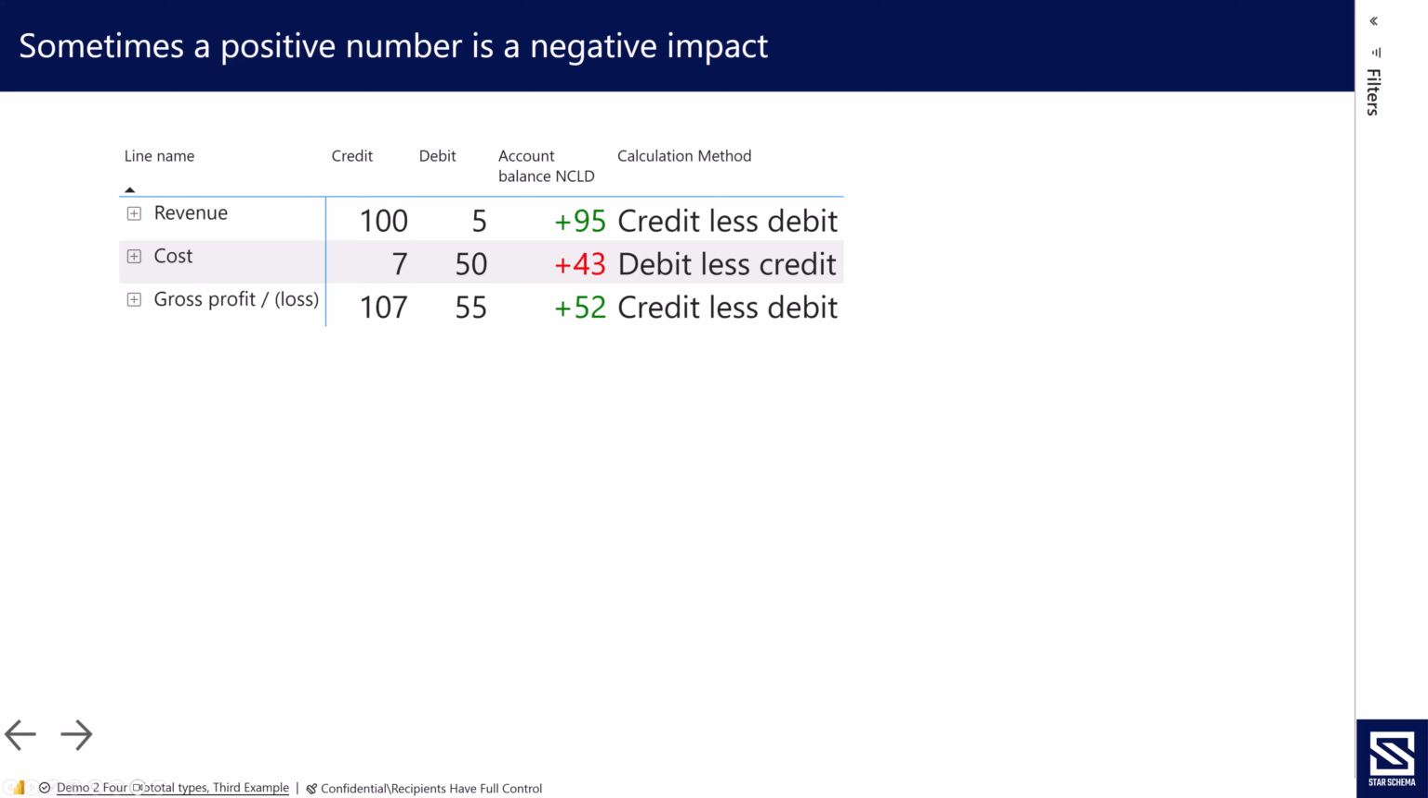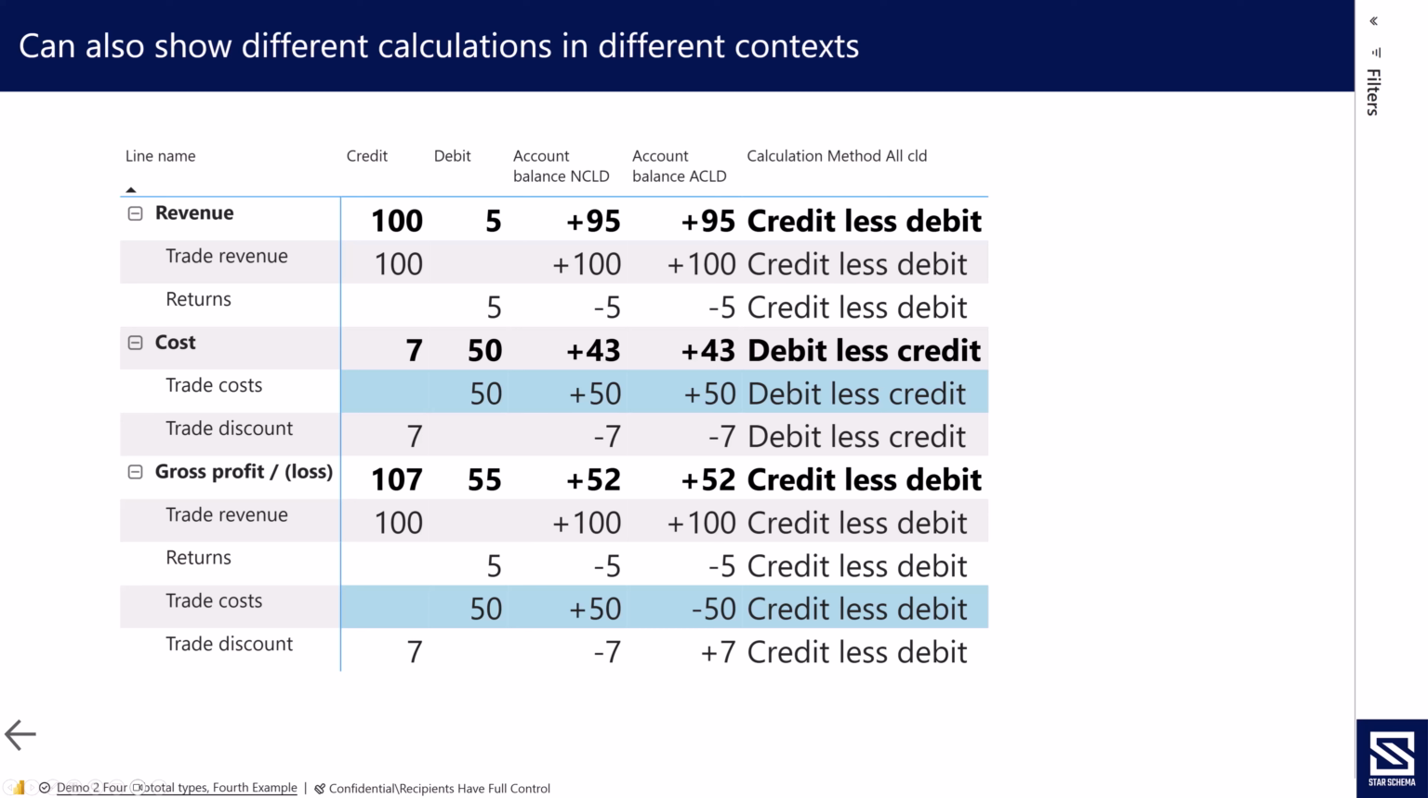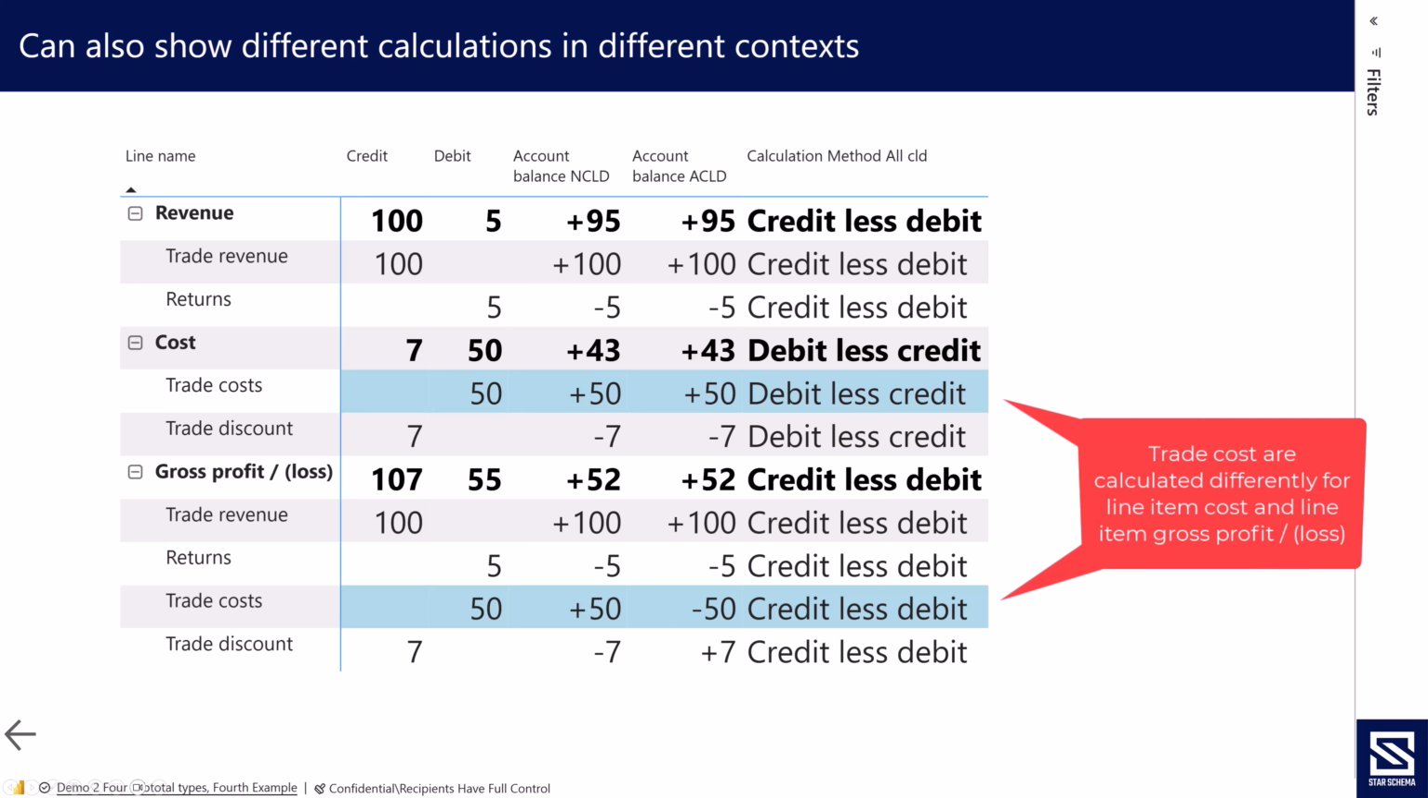So we can see here that positive numbers are not always a good thing in terms of contributing to net profit. So our costs of plus 43 is actually negatively impacting our net profit. If we want to make our subtotals additive, we can do so by making all of the calculations credit less debit. So here we can see that gross profit, trade costs are a credit less debit calculation. However, it's worth pointing out that the trade costs are a debit less credit calculation when evaluated within the cost subtotal. So we get an additive subtotal.